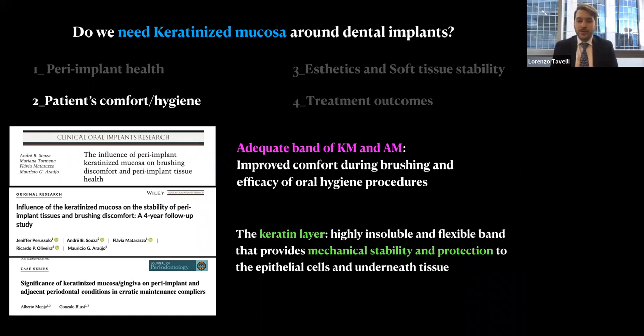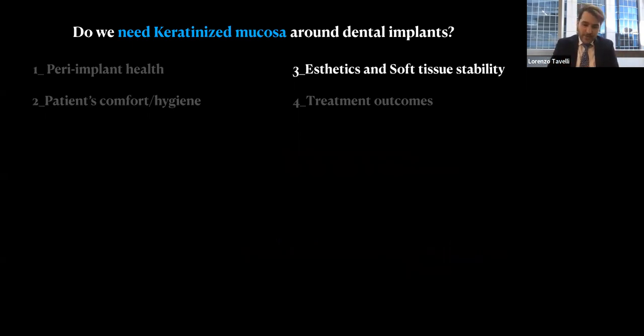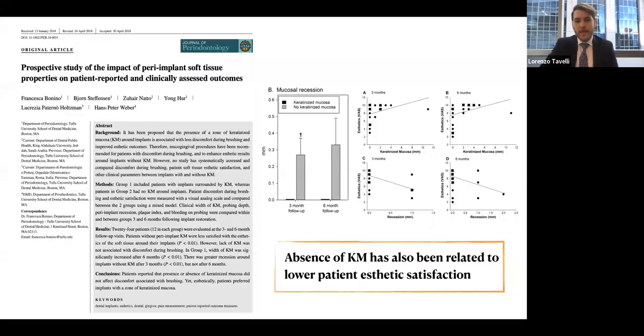And also because the keratin layer, it has been suggested, provides a function of mechanical stability and protection for the peri-implant tissues. So it seems that there is a role of the keratinized mucosa on peri-implant health and also the comfort that the patient has, and these two factors are correlated. But also having keratinized mucosa around dental implants is very important for the aesthetics and the stability of the soft tissue around the implants over time.